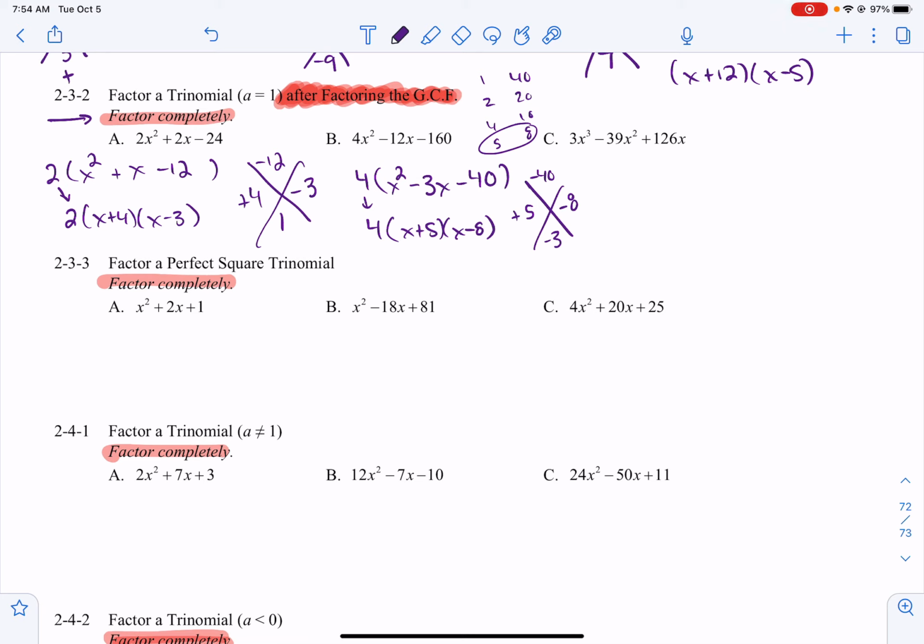And they do need to be side by side in a row. It will not count if they're not written this way. If they're not written next to each other as parentheses, you're not going to get credit for that problem, okay?